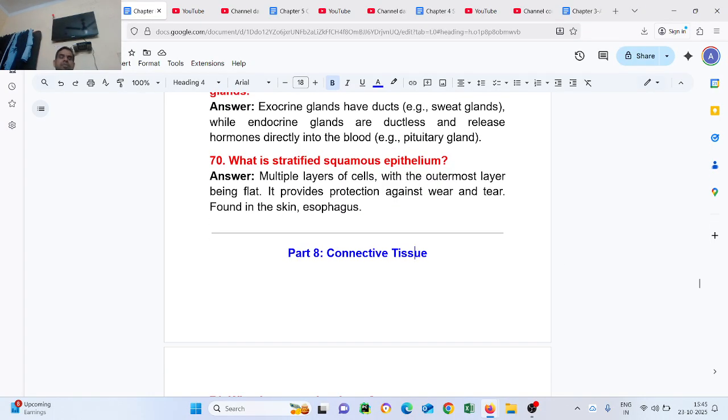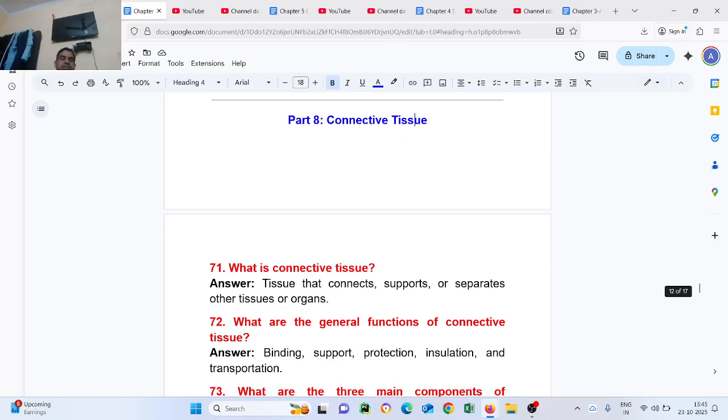Now we move to part 8, connective tissue. Question number 71. What is connective tissue? Tissue that connects, supports, or separates other tissues or organs is called connective tissue. Question number 72. What are the general functions of connective tissue? Binding, support, protection, insulation, and transportation.